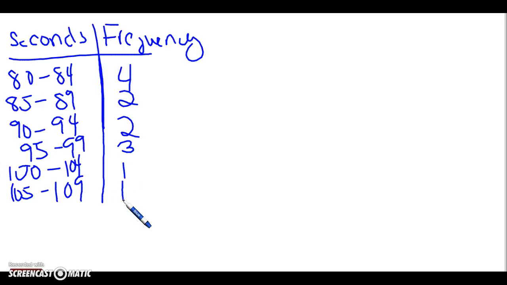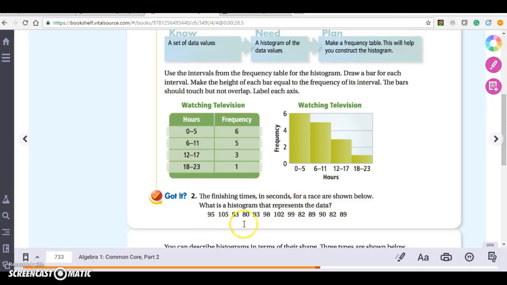Alright, so just checking ourselves. My total is 2 plus 4 plus 2 is 6, plus 2 is 8, plus 3 is 11, plus 1 is 12, plus 1 is 13. So let's see if we have 13 data points. Alright, so we have 1, 2, 3, 4, 5, 6, 7, 8, 9, 10, 11, 12, 13. So I know it's right.